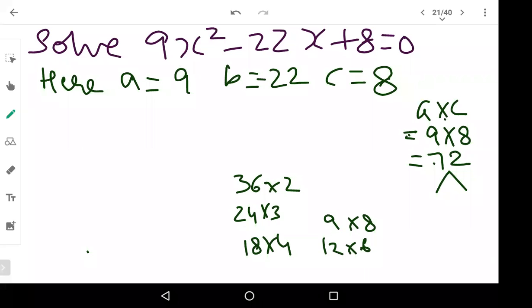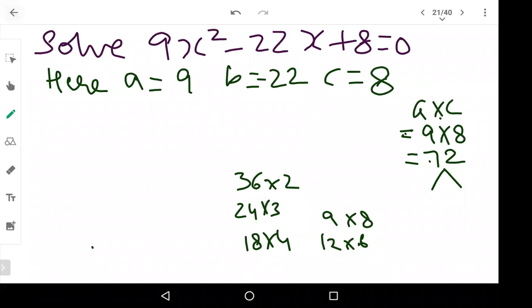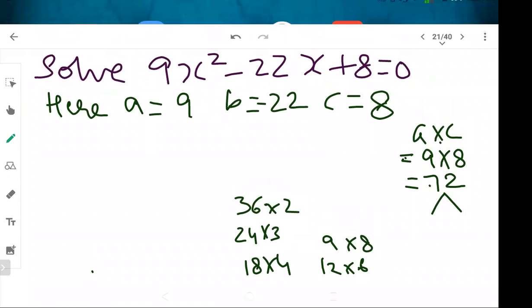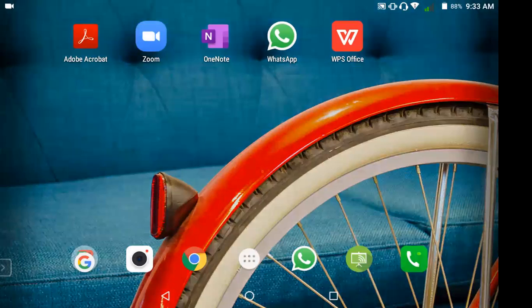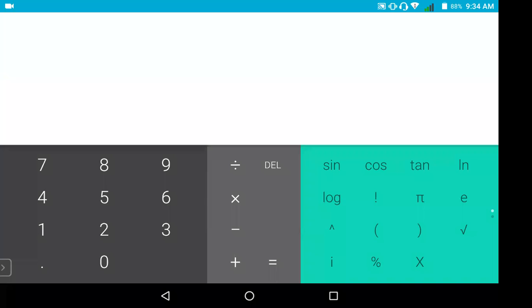All of you take your calculators. Everybody take your calculators. Let me also check if I have a calculator. Wait a second. I must be having a calculator. Yeah, I have a calculator. Now, what is the resultant? 72 is the number, correct?